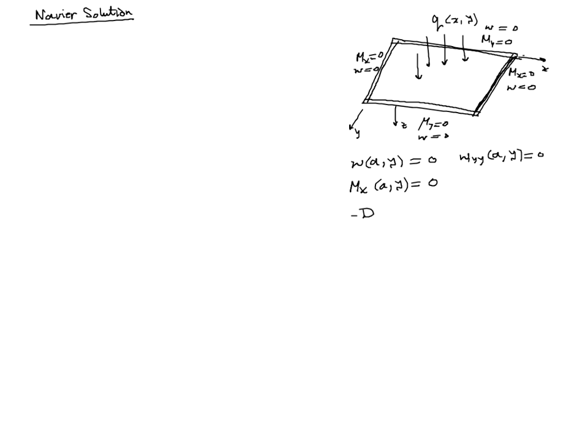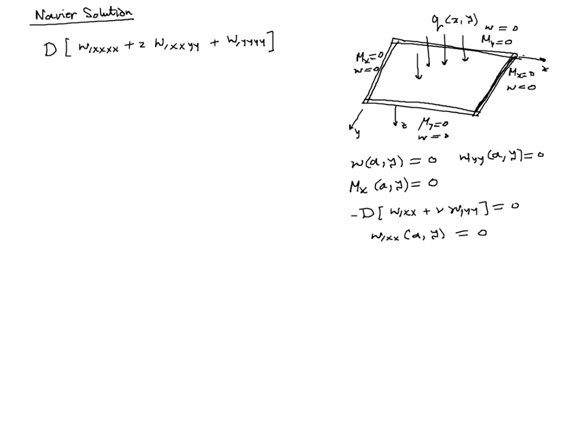Very well. Mx itself is minus D times w,xx plus nu w,yy. We want to equate this to 0. D is not 0, it's the bending stiffness of the plate. And w,yy is already 0 along the edge, not everywhere. Then along the edge, we can conclude that w,xx will be 0. So this tells us that for Navier solution, the partial differential equation never changes, regardless, as long as we write it in Cartesian coordinates, of course.